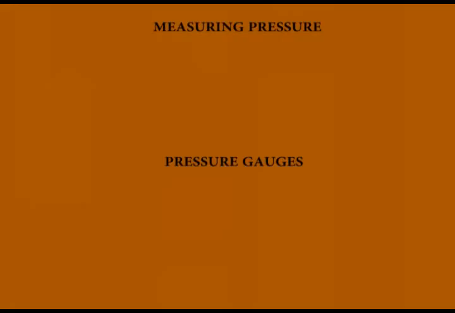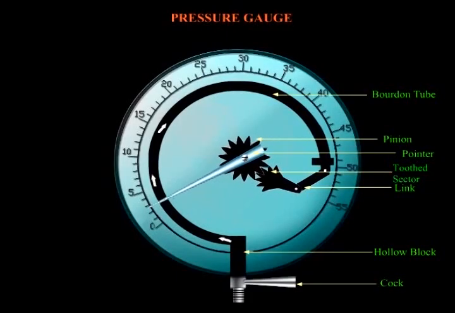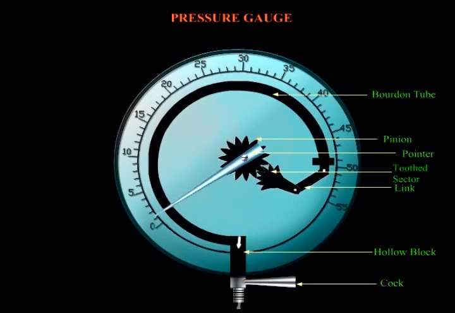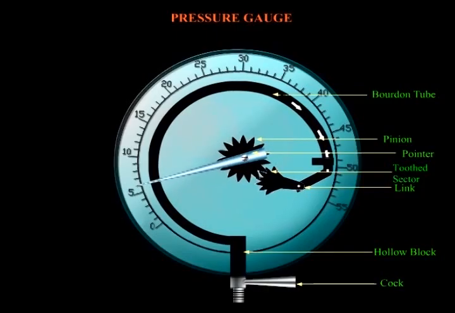Then we have pressure gauges. Now, pressure gauges are portable and are used mostly for measuring gas pressure, tire pressure, pressure of compressed air in compressors and steam pressures.